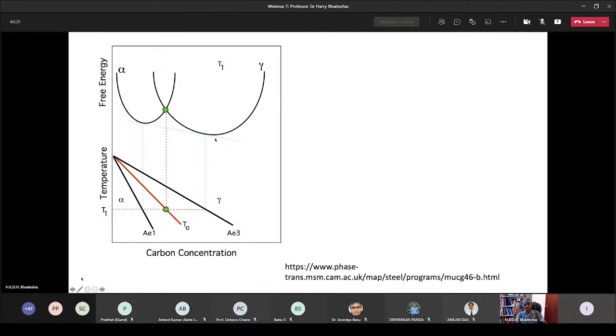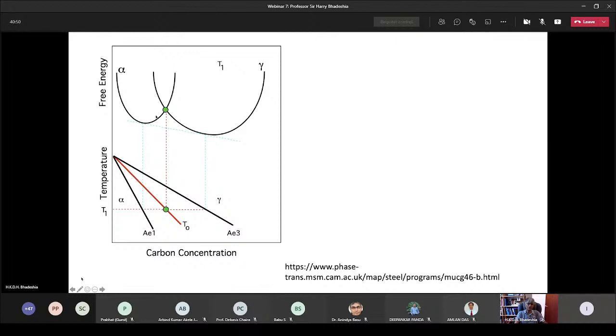But bainite is not an equilibrium transformation. It involves an initial formation of a plate without any diffusion. And that can only happen if the austenite has a composition to the left of this point where austenite and ferrite of the same composition have the same free energy. Because if the austenite has this composition, it can reduce free energy without a change in composition.